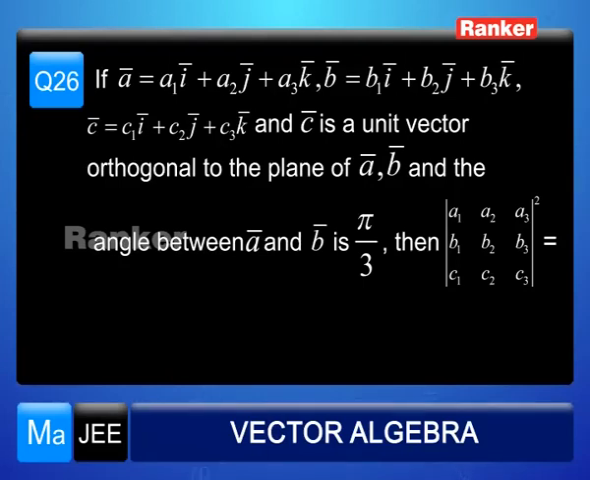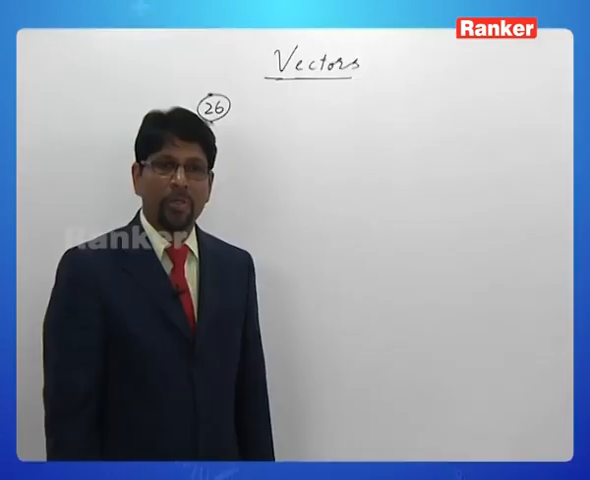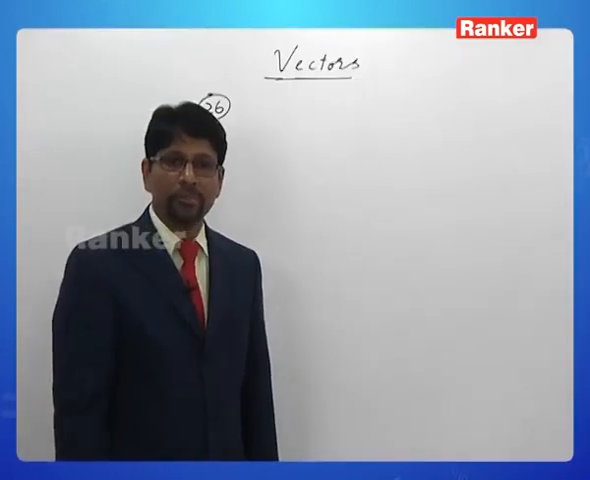the whole square is equal to, first option 0, second option 1, third option 3 by 4 times magnitude of A square into magnitude of B square, and fourth option 3 by 4 times A1 square plus B1 square plus C1 square into A2 square plus B2 square plus C2 square. So let's have a look at this here.